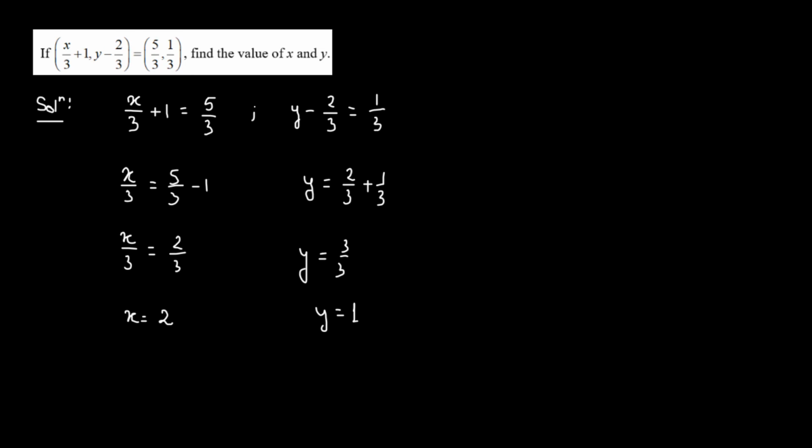Let's do another problem. So we have another two ordered pairs which are equal to each other, and then we have to find the value of a and b. So we begin by equating the corresponding abscissa and the ordinate value. So we have a plus 1 equals 3. So solving for a, that gives us 3 minus 1. So a will be equal to 2.